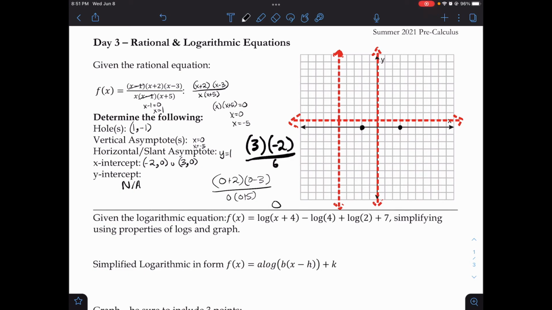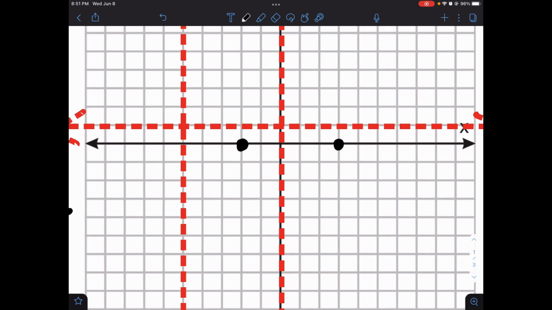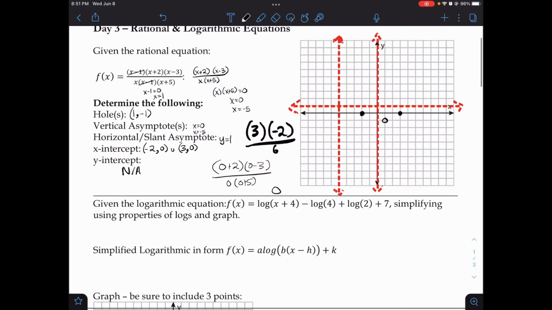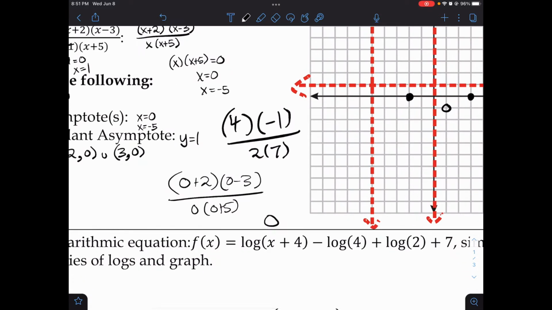Our hole lies right here at 1, -1. So right there is our hole. Okay, 1, -1, and we have our hole. So now 1 didn't work, so let's just plug in 2, and let's see. After we plug in 2, we get 4, and then -1 over 2 times 7. So I'm plugging in 2 into this equation right here. So -4, okay, so that's not a good point.